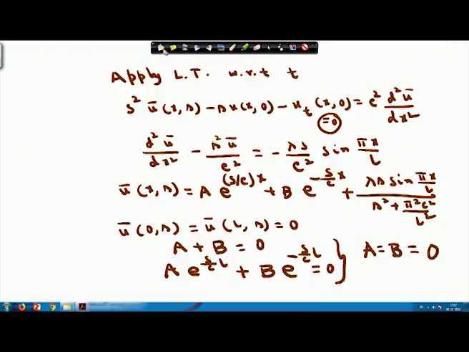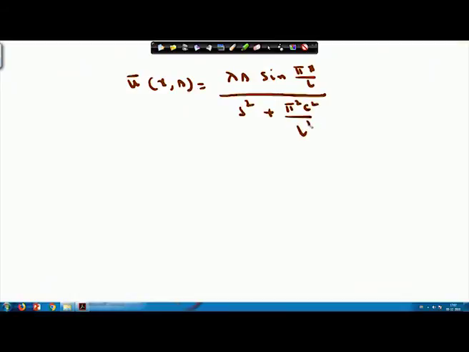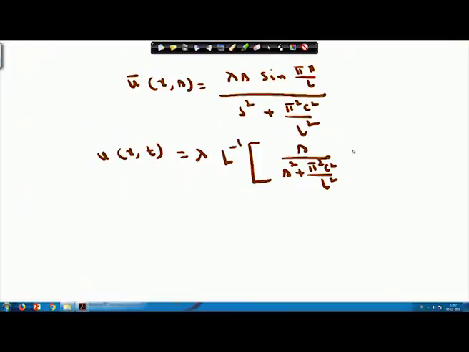So, once you are getting a equals b equals 0, therefore your u bar x s equals lambda s sin pi x by L divided by s square plus pi square c square by L square. So that your u x t equals lambda into Laplace inverse of s by s square plus pi square c square by L square, into sin pi x by L, which I can keep outside because this is independent of s.